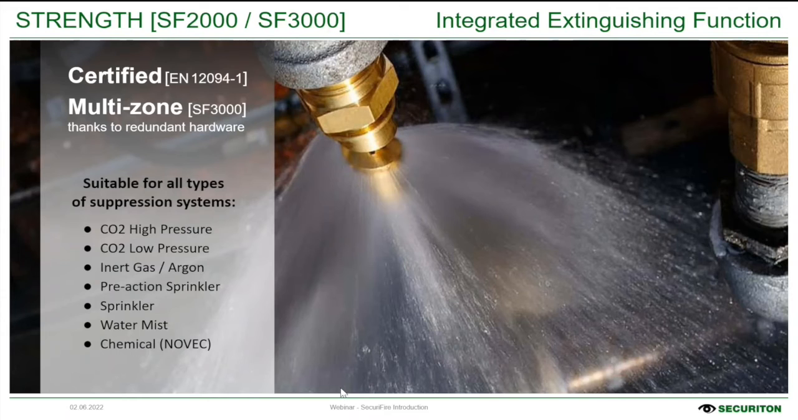Because of the full redundancy, we are allowed, according to EN regulation 12094-1, to build multi-zone extinguishing zones. Suitable for all types of suppressing systems like CO2 high pressure, CO2 low pressure, inert gas, argon, pre-action sprinkler systems, water mist systems, or even chemical systems.